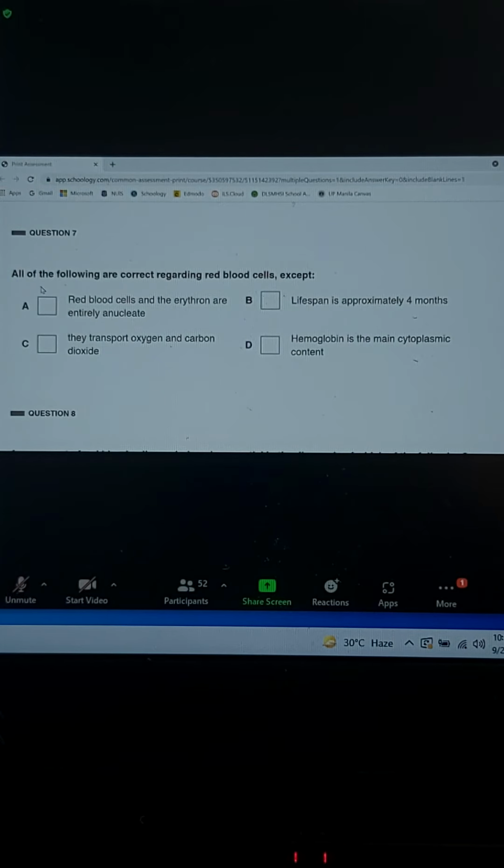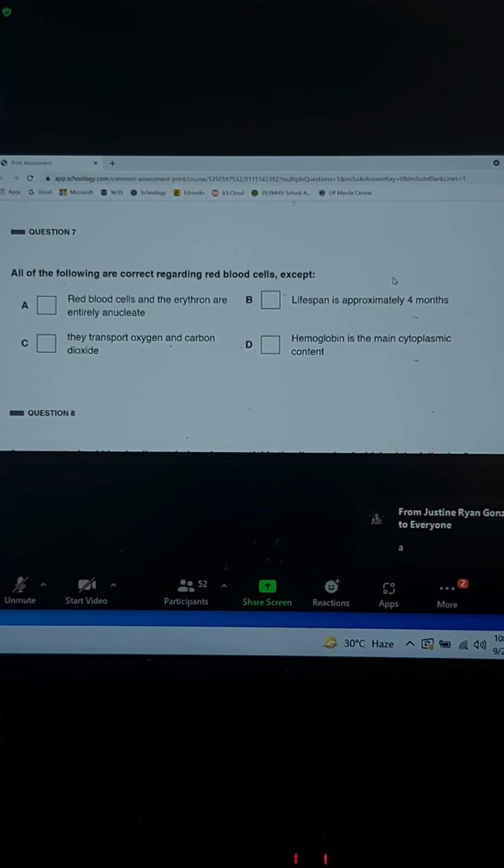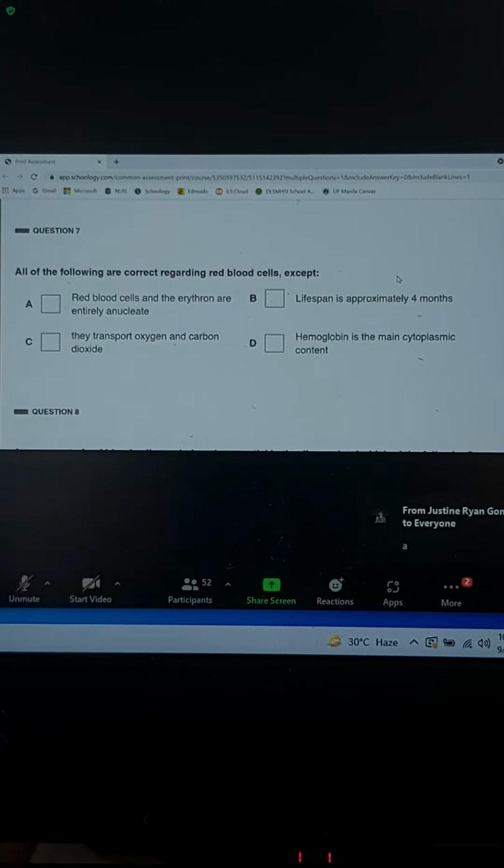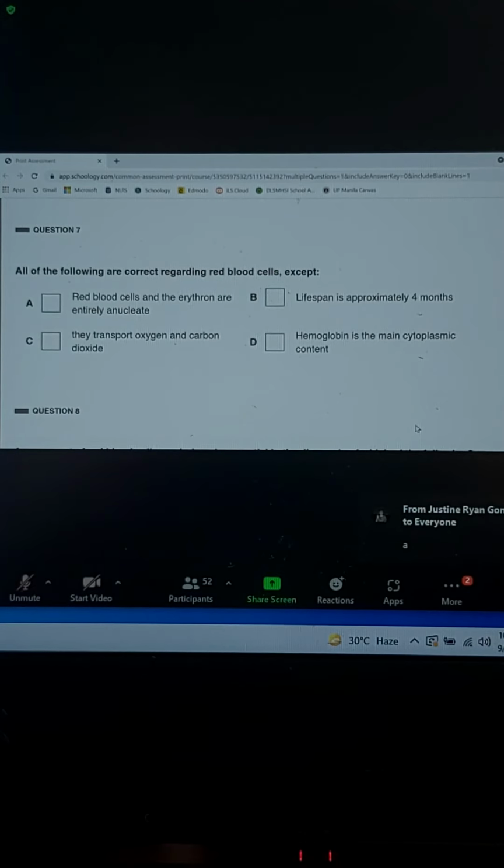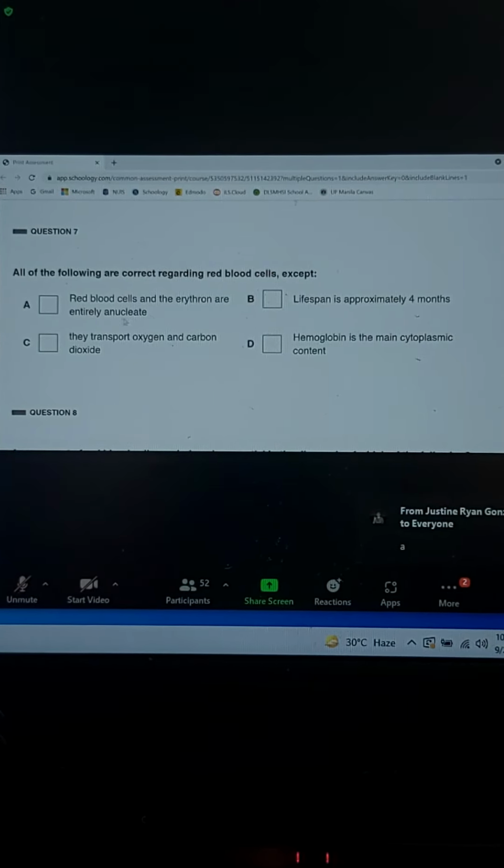Question number 7. All of the following are correct regarding red blood cells, except... what's the correct answer? Is it letter A, B, C, or D? A po. Letter A po. Okay, so the correct answer, class, please take note, it's letter A. Bakit letter A ang sagot?